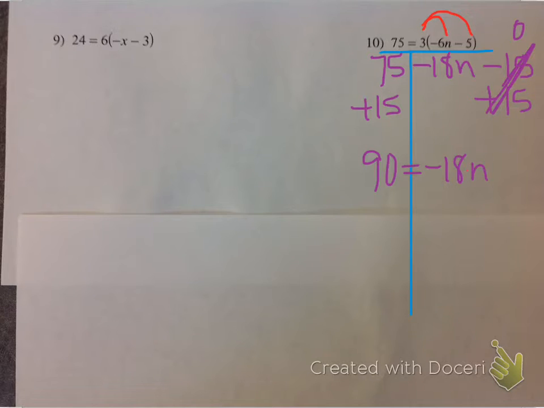-18 is being multiplied by n right there, so we're going to go ahead and do the opposite, which is to divide by negative 18. If you do it to one side, got to do it to the other side. That becomes a 1. We have n left over on the right, and on the left side we get negative 5.